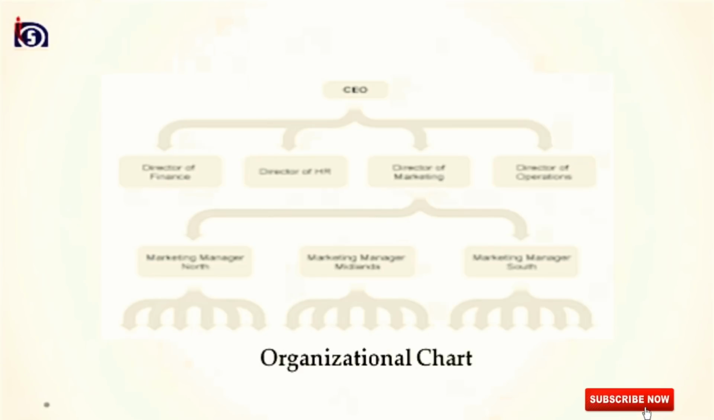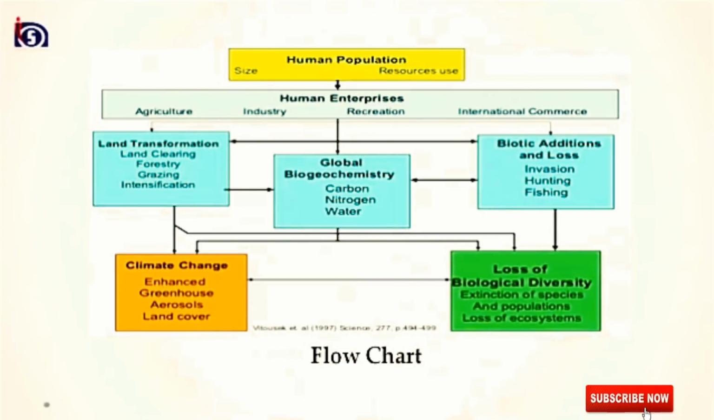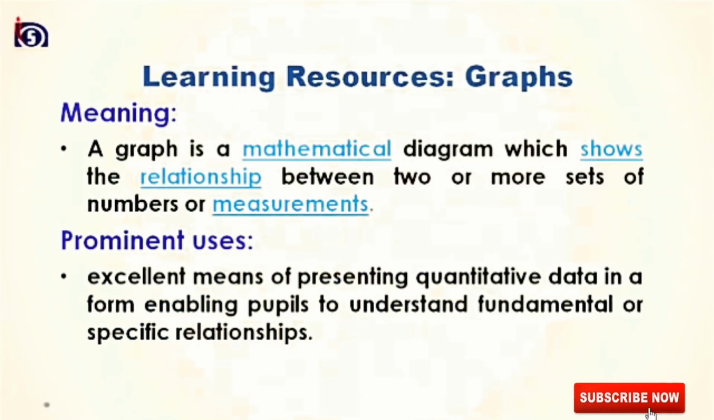Then we are having an organizational chart. There is an organizational chart on your screen where we have shown the organizational structure of a company or an organization. Now we are having a flow chart in which the human population and its effects have been shown, how the human population is growing and what kind of effects it is making on our earth or on civilization. Now coming to the graph as a learning resource, which is the second subtopic for today's lesson.